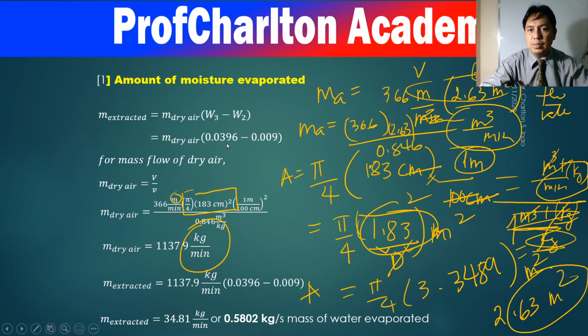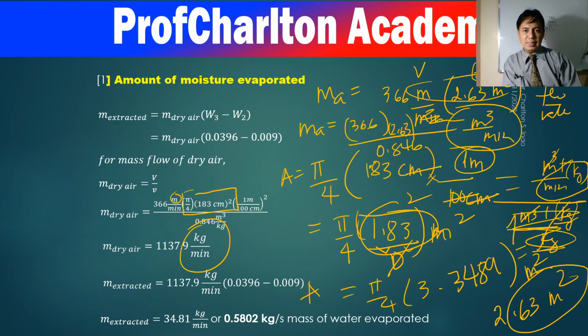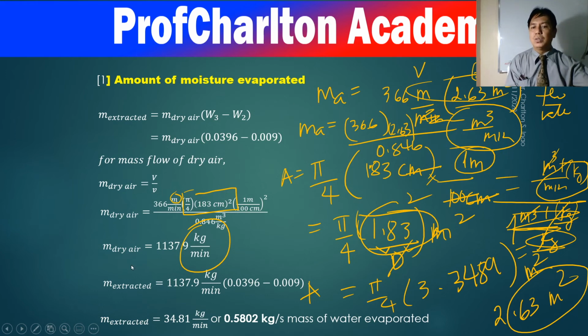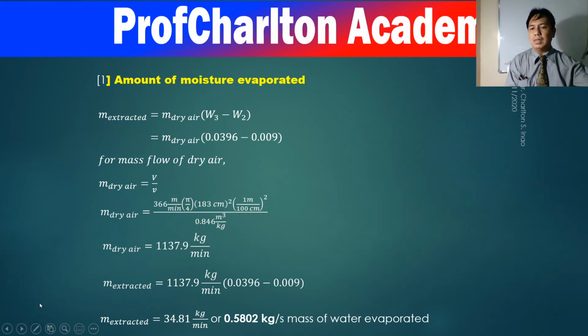So if you can see 0.0396, I may only use 0.039. So there's a difference in terms of the value that we are using in the specific humidity. Some are using 4 decimal places, some are using 3, some are rounding up, and so on. But if the difference is only 0.001, so it's less than 4 or 5%, there's no problem. So if your answer is 1137.9 or 1137.8, now you are good.